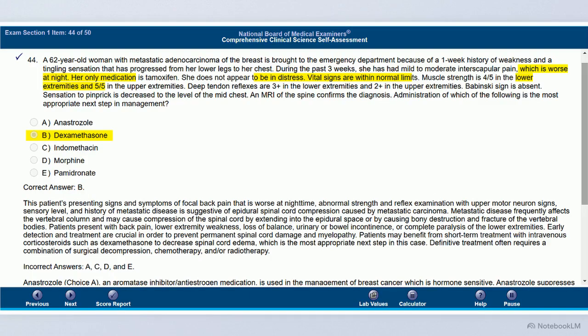This brings us to our final integrated assessment. A patient with metastatic breast cancer presents with focal back pain, worse at night, 4 out of 5 lower extremity strength, and 3+ deep tendon reflexes. Highlighting the question stem, the hyperreflexia confirms this is an upper motor neuron lesion, perfectly consistent with acute cord compression.